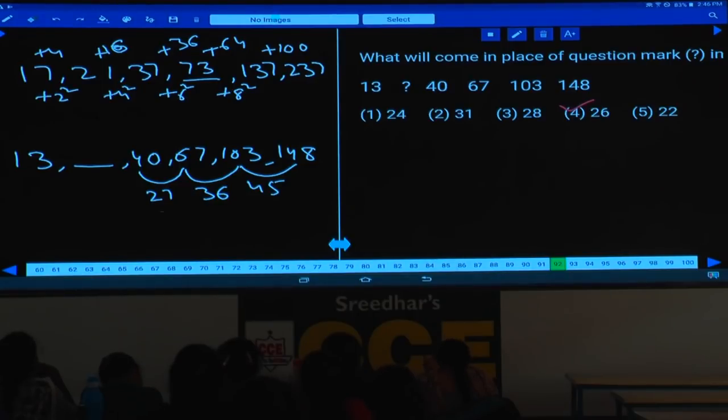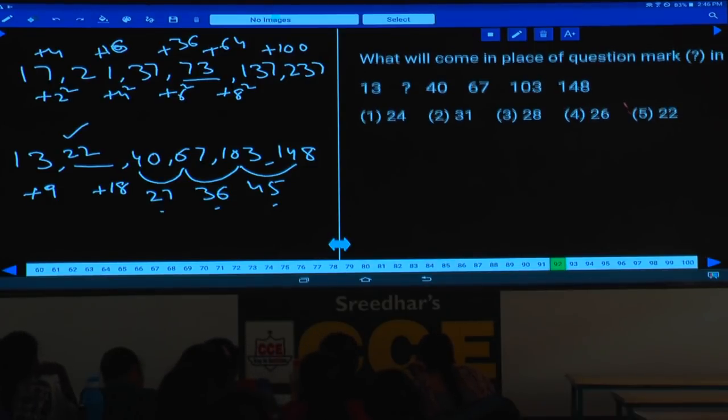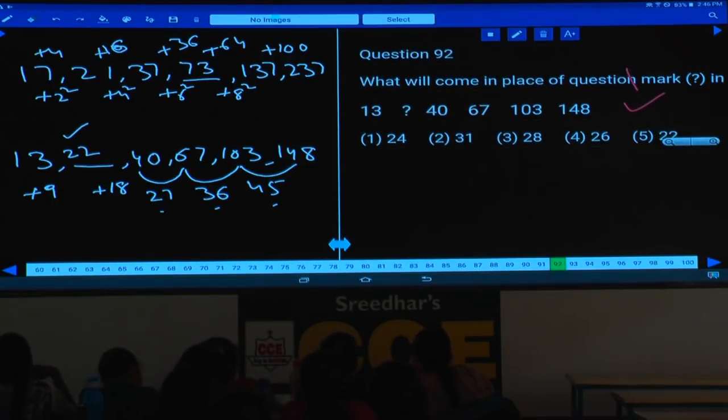What are these numbers? 27, 36, 45 can be written as multiples of 9. First 13 plus 9 is 22 and 22 plus 18, that is 40. What is the missing number here? 22 is the missing number. 22, that is choice 5.